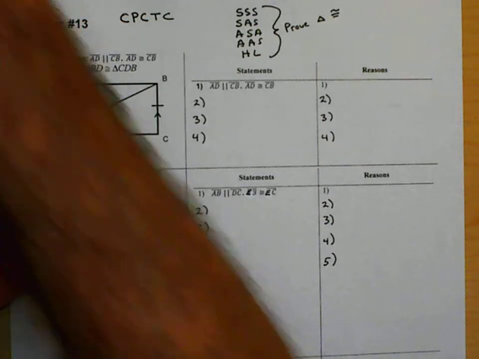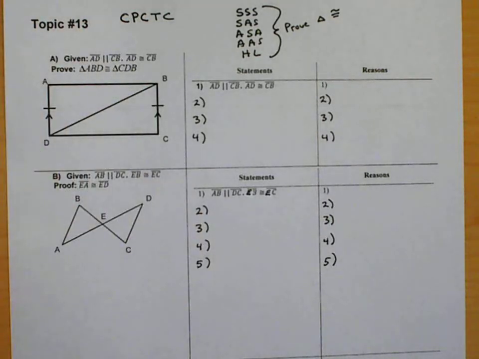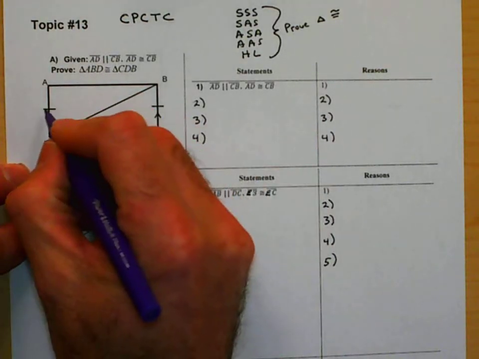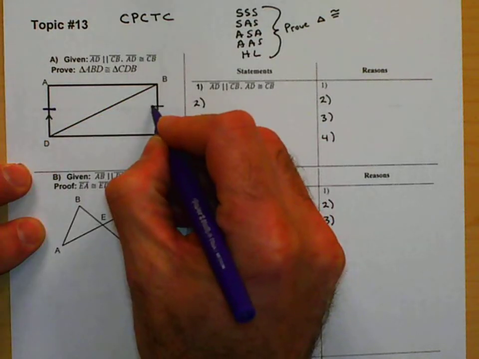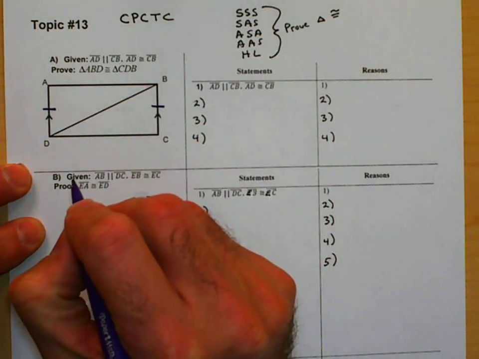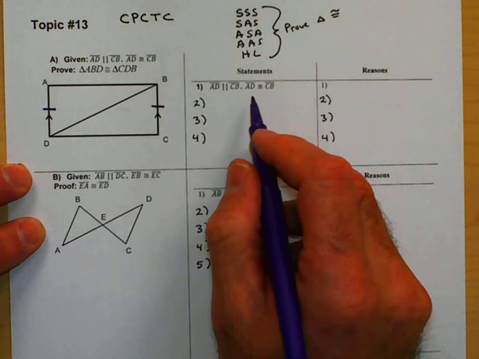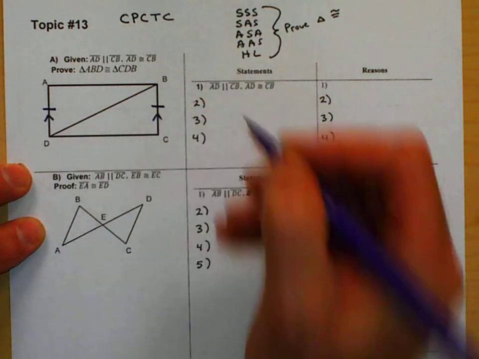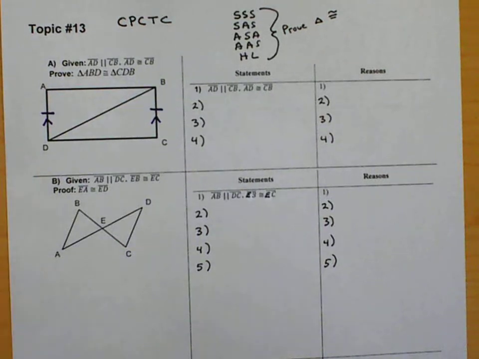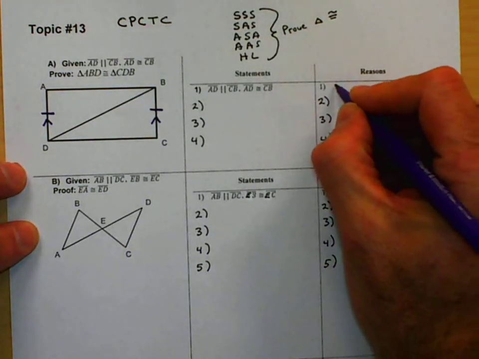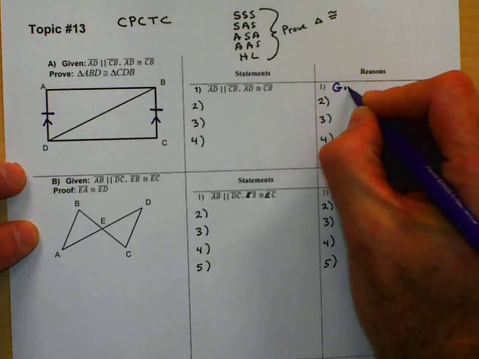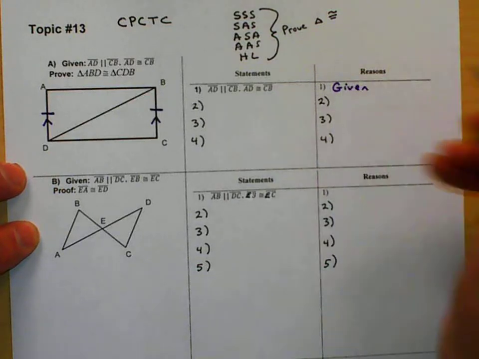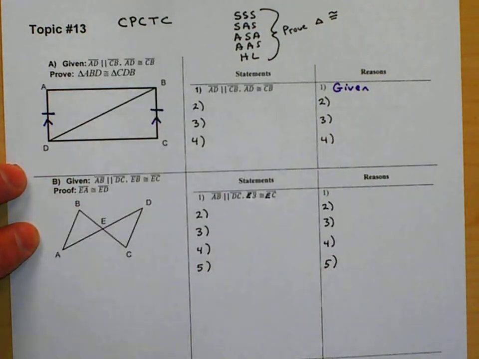The first step in this particular proof, I would make sure that AD is congruent to CB is marked in my triangle, and that AD is parallel to BC is marked in my triangle. And once you have that, that's the given information, and I like to wait until I make sure that's all there. Now I have that in my given information.